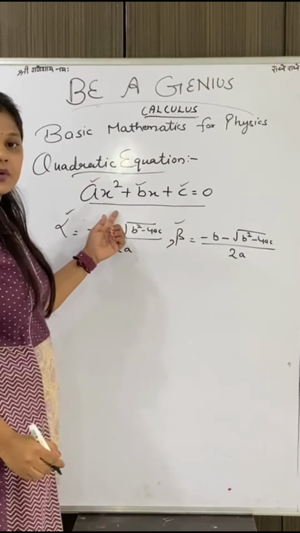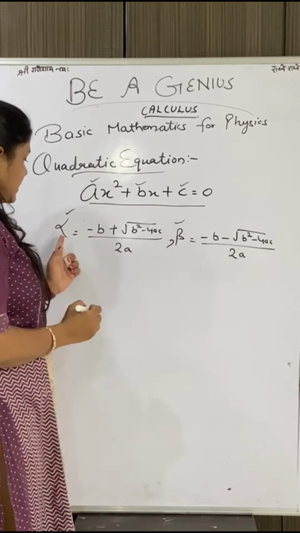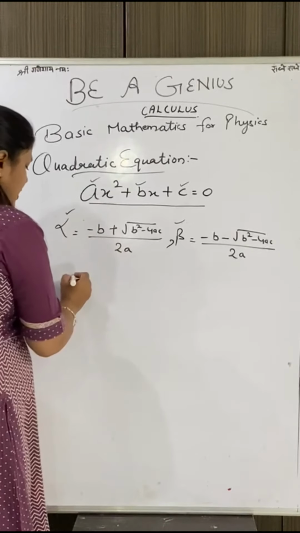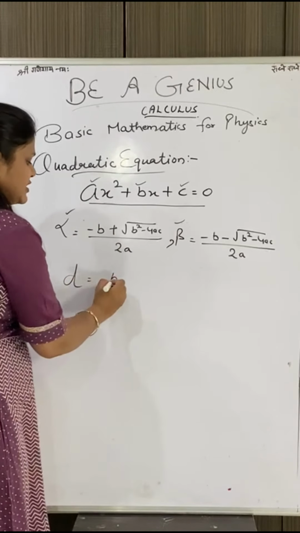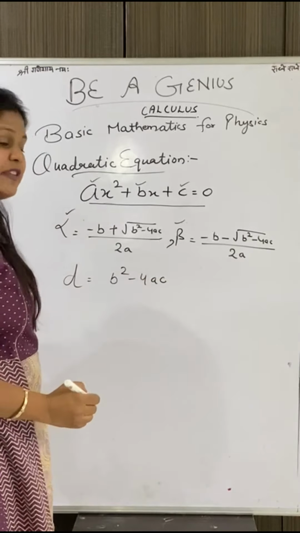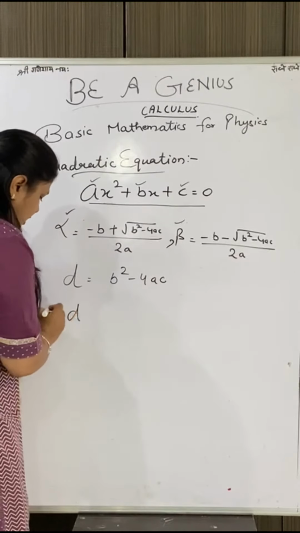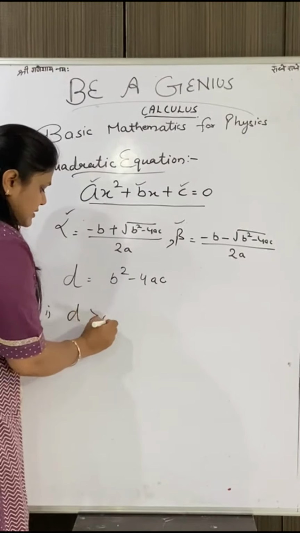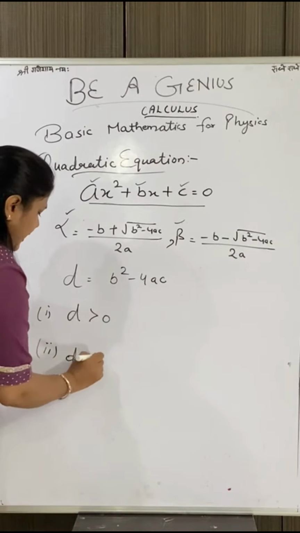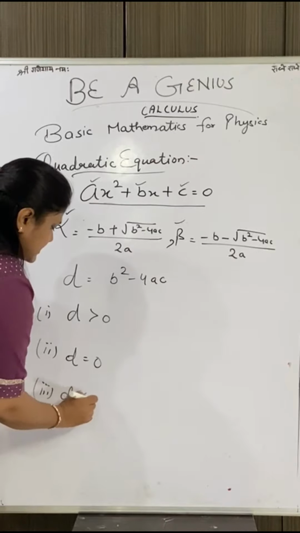This is the standard equation, and the nature of the roots of this quadratic equation depends on the value of D. D is the discriminant, which equals b square minus 4ac. When we solve for the value of D, our first condition is D greater than 0, our second condition is D equals 0, and the third condition is D less than 0.